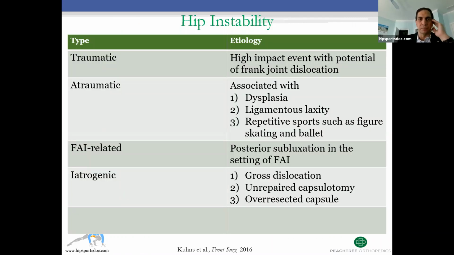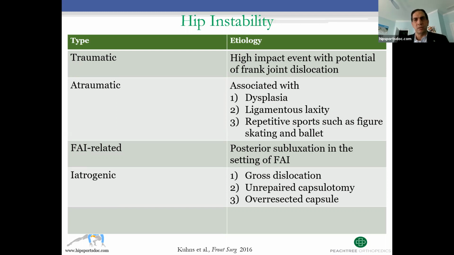Factors in terms of hip instability with regard to etiology. Traumatic is one. These are high impact or high level energy injuries with the potential for frank joint dislocation. These are not common in my practice, or I think in most of ours, but in the setting of maybe a level 1 trauma center, it can happen. I was previously affiliated with a level 1 trauma center, and it was rare to see a dislocation that didn't involve a bony contribution.